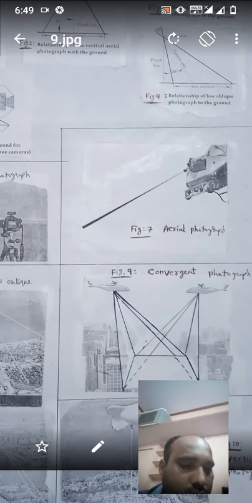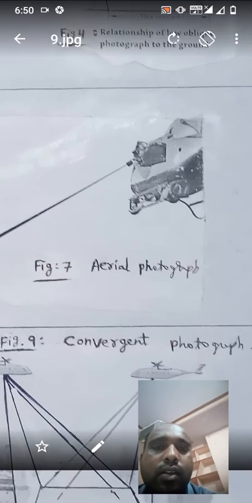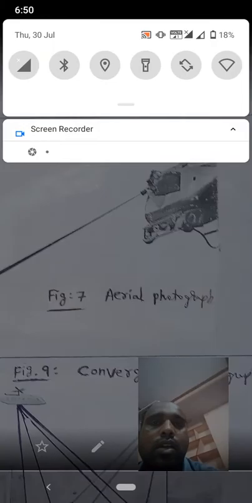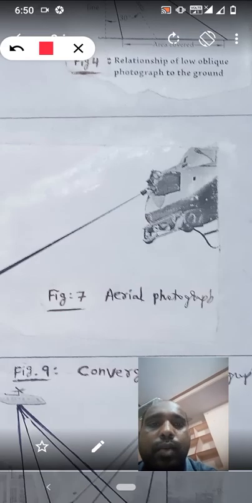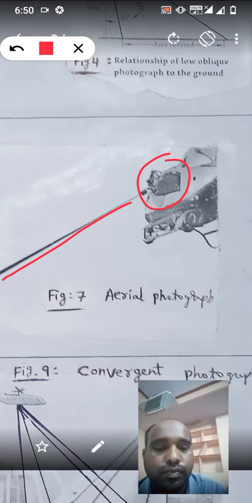So these are the figures. This is an aerial photograph. In the helicopter we are fixing a camera here. So this is an aerial photograph or aerial survey. The camera axis passes to the object to get the size, distance, angles and coordinates through this aerial photograph.